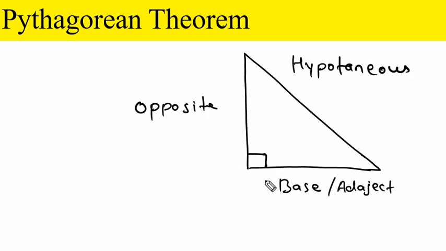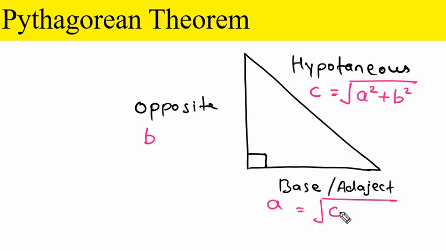Now, let's say this side is A, this side is B, and this side is C. Then we have some formulas for that. Hypotenuse is the square root of A square plus B square. What does it mean? Sum of this square plus this square. Now this will be square root of C square.